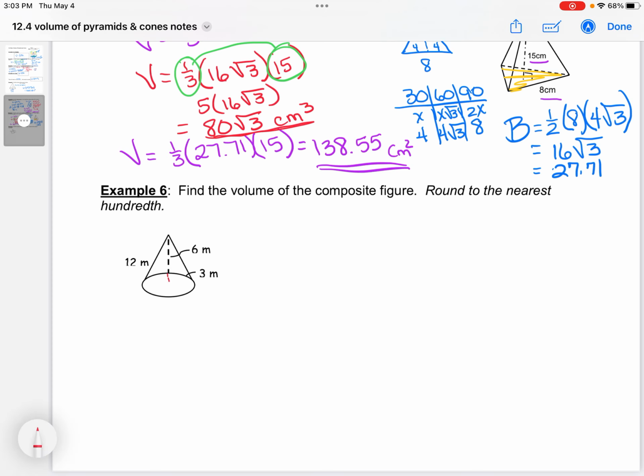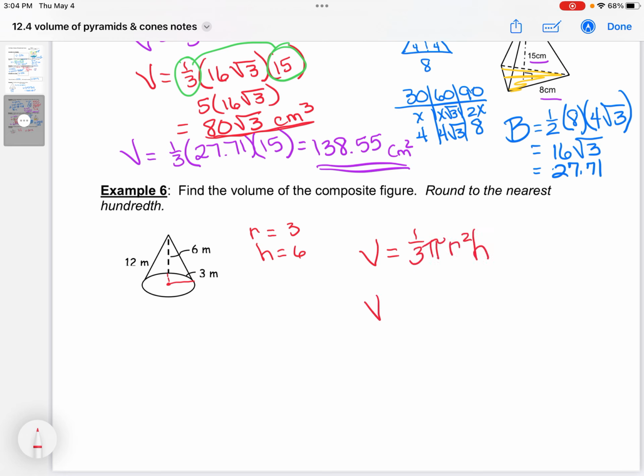This says composite figure. I don't see a composite. I just see one figure. I think we took some of it off. Okay, so 6 goes to the middle. The 3 is the radius. So radius equals 3. Height equals 6. And the slant height is 12, but I don't think we need that.